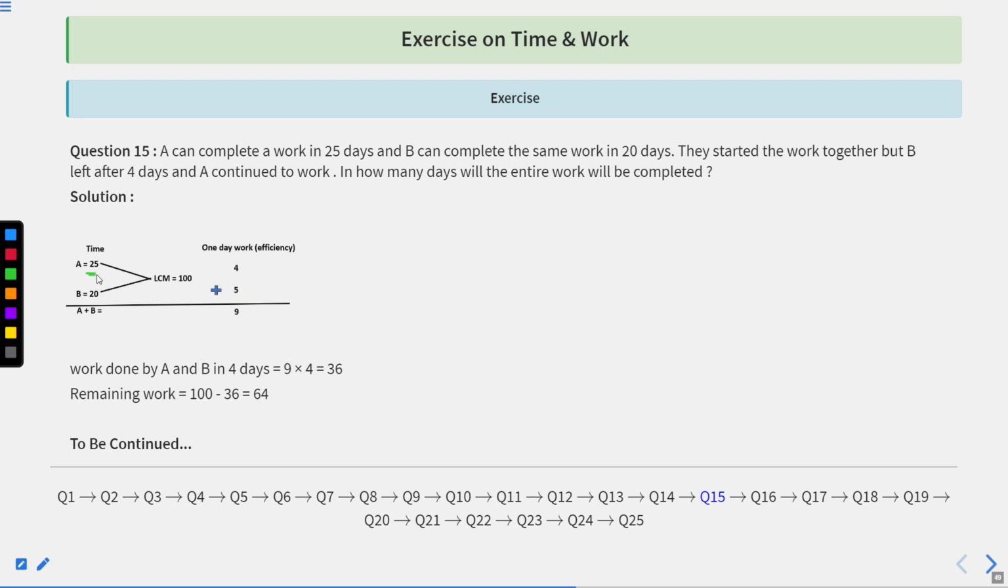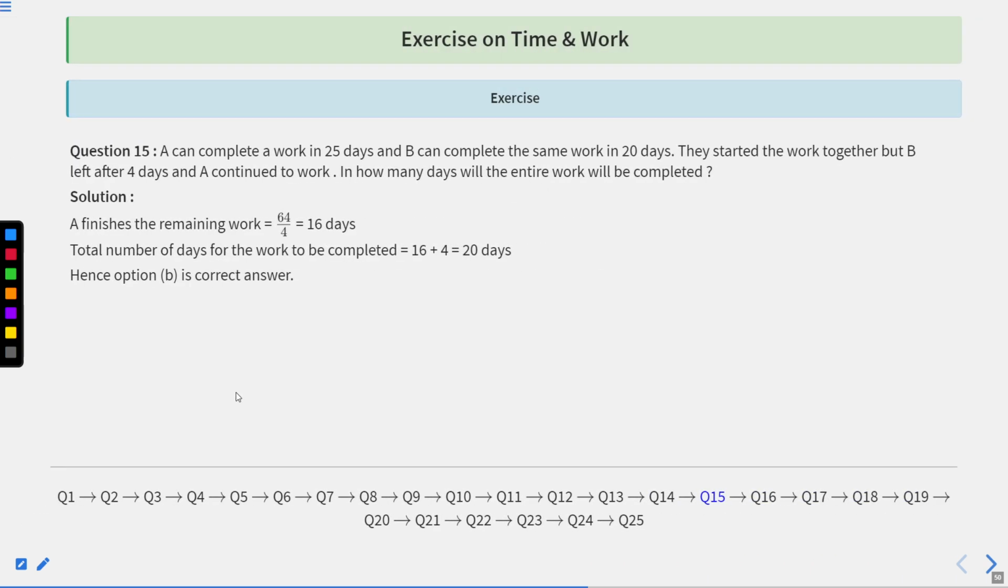So A takes 25 days, B takes 20 days, so the LCM is 100. So work done by A in 1 day is 4 units, work done by B is 5 units. So combined they do 9 in a single day. So work done by A and B in 4 days will be 9 into 4, that is 36. So the remaining work is 64. So A finishes the work in 16 days, and the total number of days for the work to be completed is 16 plus 4, that is 20 days. The correct option here is option B.